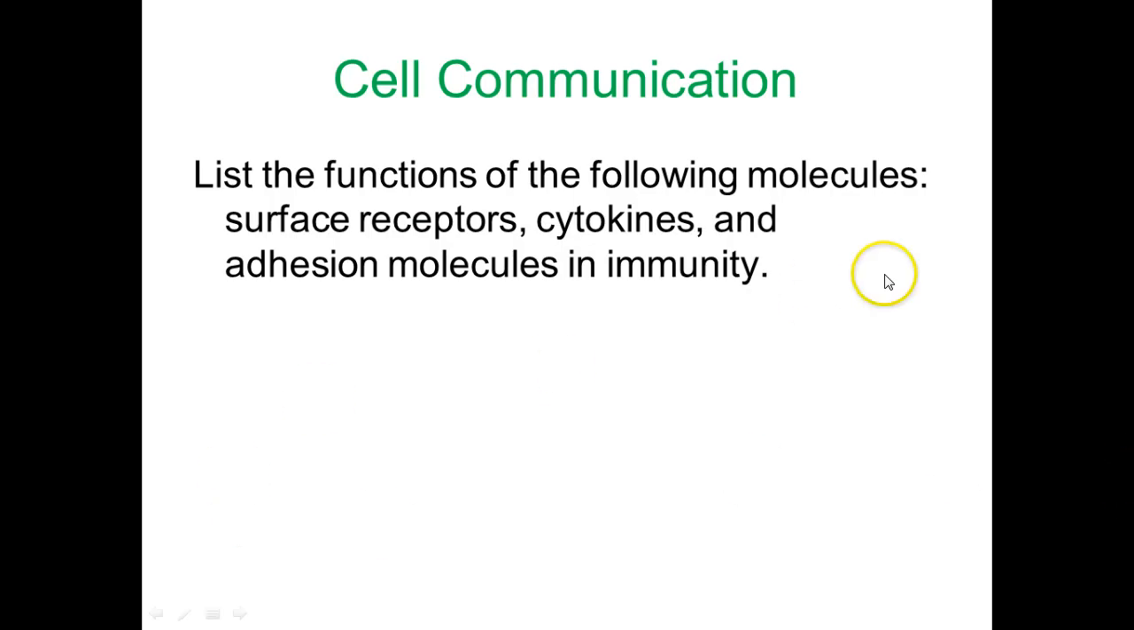We're just going to talk about, so we have surface receptors, right? I've mentioned cytokines and adhesion molecules. You've kind of already seen adhesion molecules in play when we looked at inflammation, right? How they were able to move into the area. Surface receptors are really important for detection and communication between cells. And the cytokines are our chemical message.